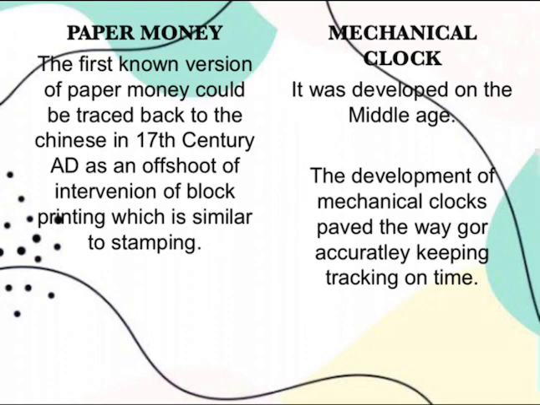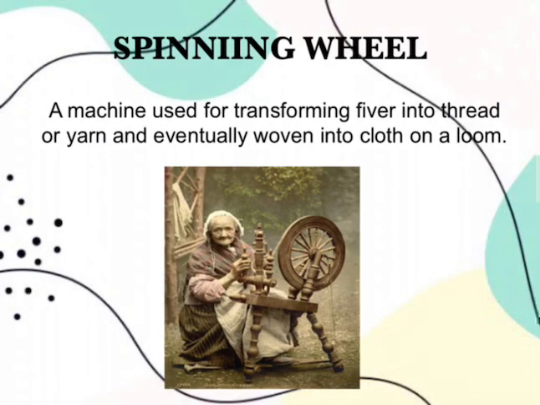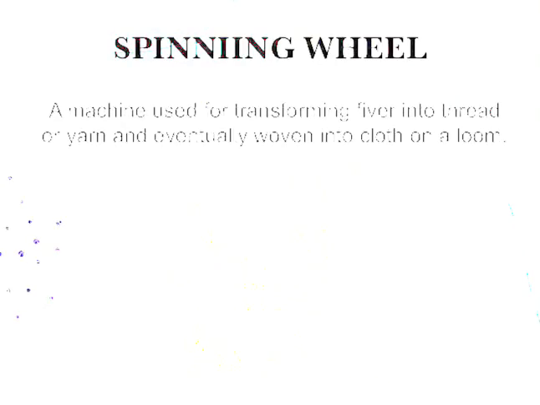Another invention was the mechanical clock. It was developed in the Middle Ages also. The development of mechanical clocks paved the way for accurately keeping track of time. The spinning wheel, a machine used for transforming fiber into thread or yarn, eventually woven into cloth on a loom. It was used for clothing back then. What you see in the picture is an example of a spinning wheel.